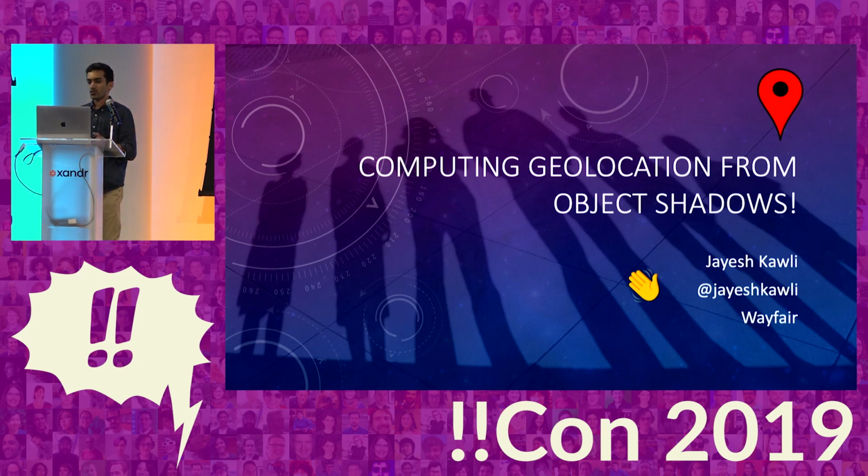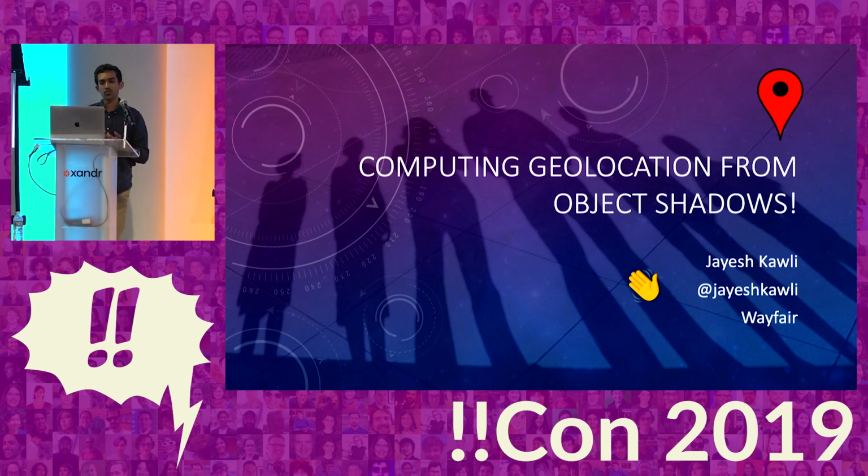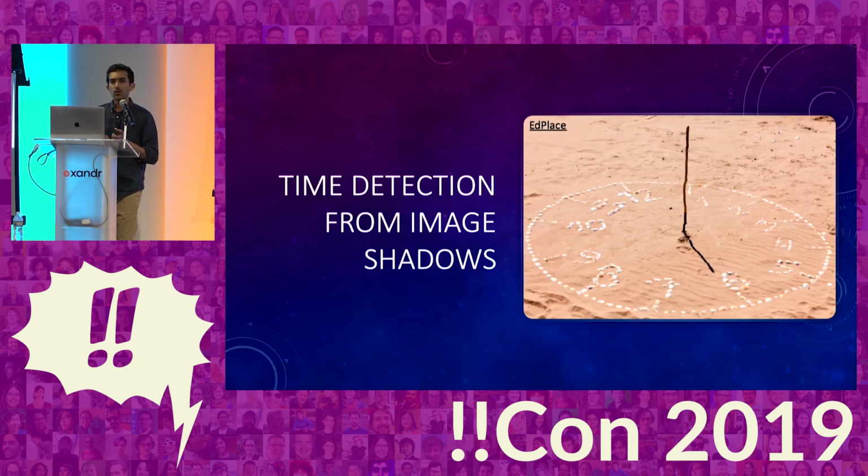So today I'm going to be talking about this exciting project I worked on a few years ago called computing geolocation from object shadows. First off, I'm going to talk about the previous project that we worked on that led to the actual computing geolocation project. This project was about time direction from image shadows.